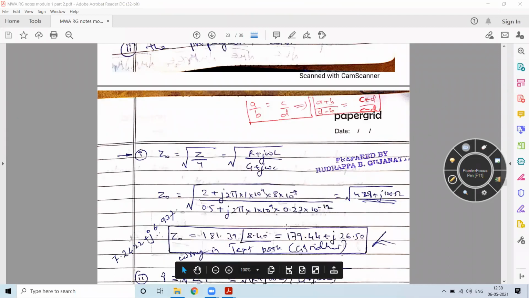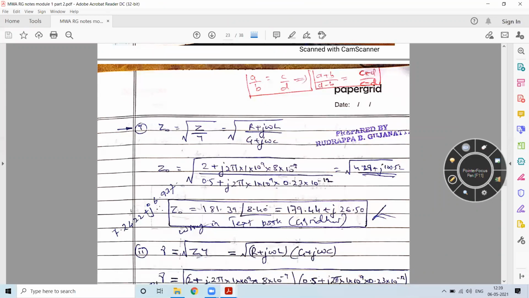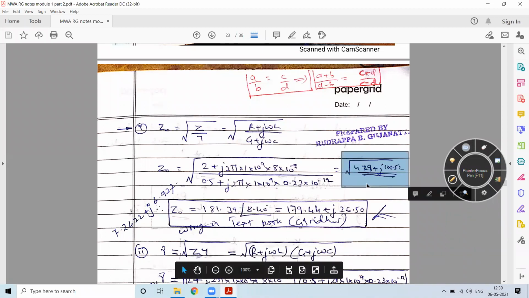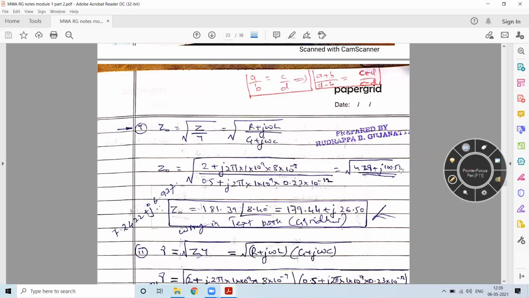Now remember, this involves complex number calculations, so you should know a few properties of complex numbers. When you estimate R plus j omega L divided by G plus j omega C, it will be simplified to this value, which in rectangular form is 4.29 plus j 100.52.